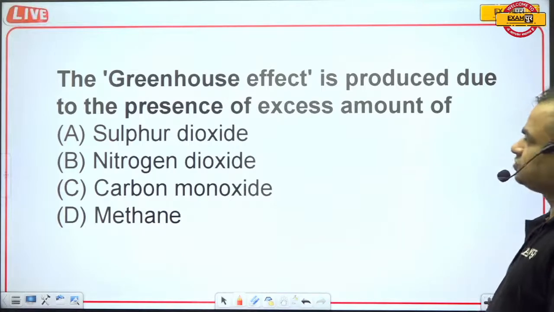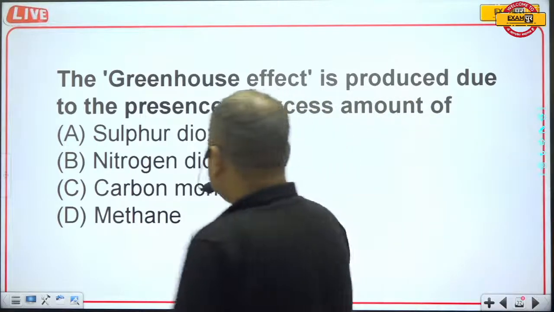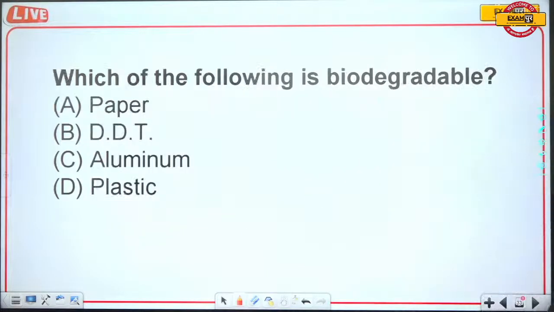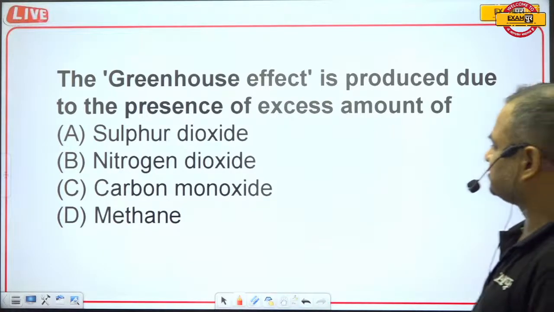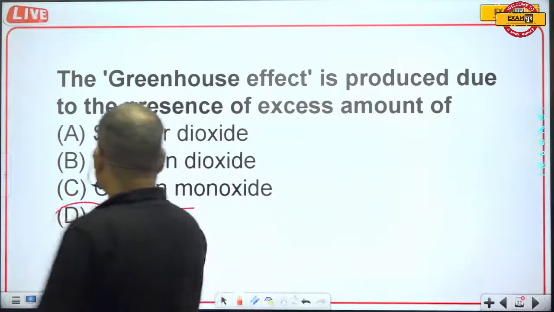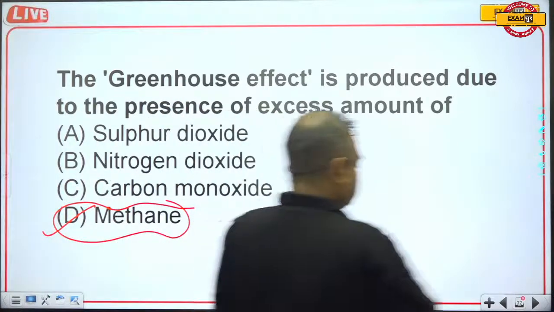The greenhouse effect is produced due to the presence of an excess amount of... First of all, let us see the greenhouse. Okay, so the greenhouse effect is produced due to the presence of an excess amount of methane. So this one is the correct answer. You all know that.